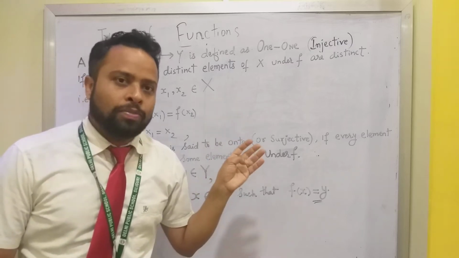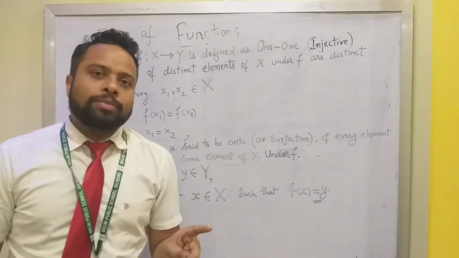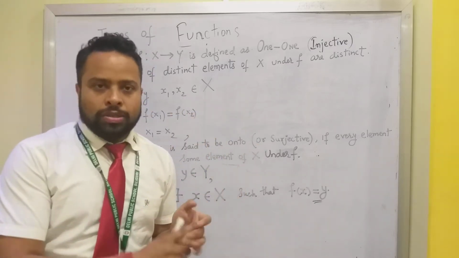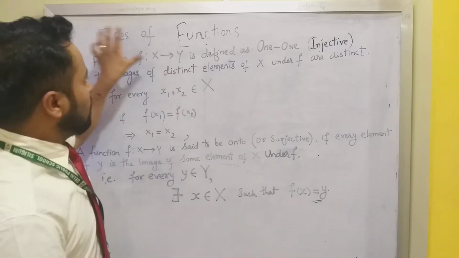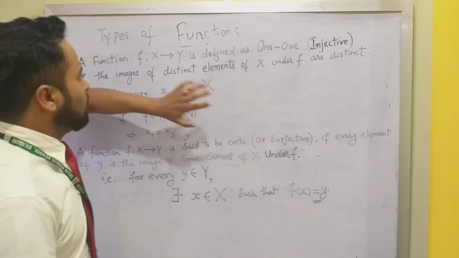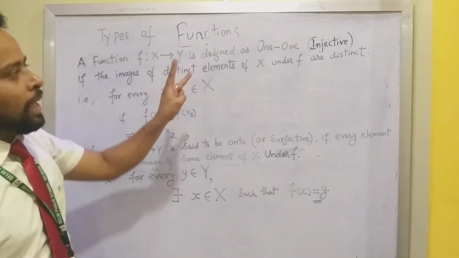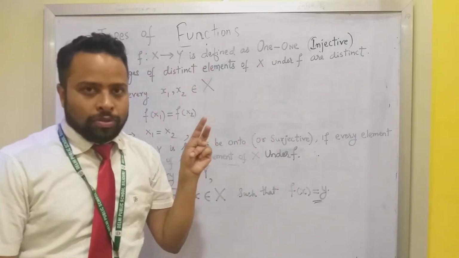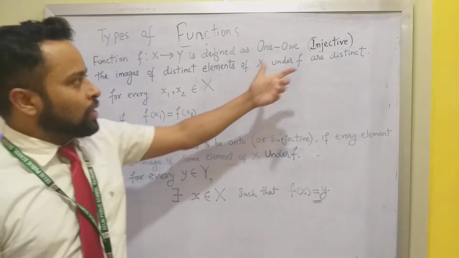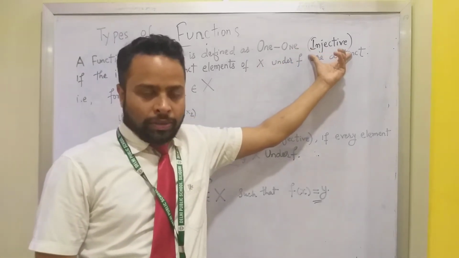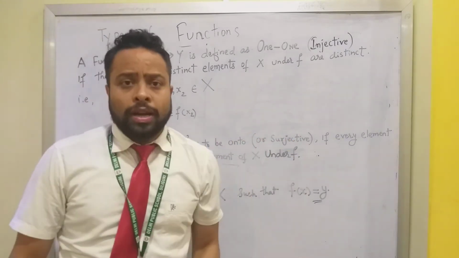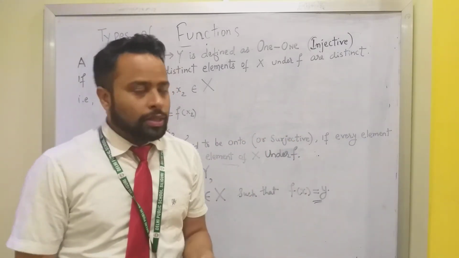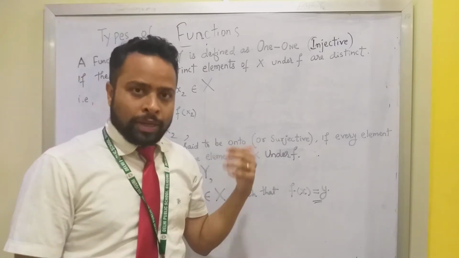From the Cartesian product of two sets, we came to relations. From relations we have come to functions, and then types of functions. In this we will have two different types: the first one is injective function and the second one is surjective function. Let us go through the definition first, then we will understand what it means.